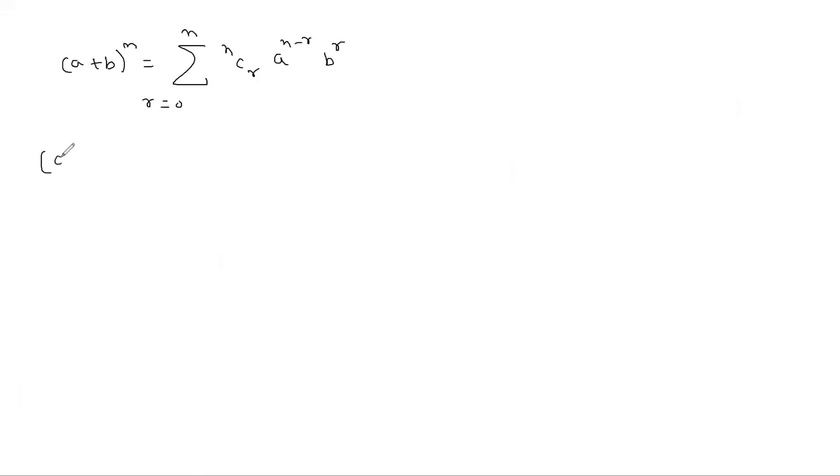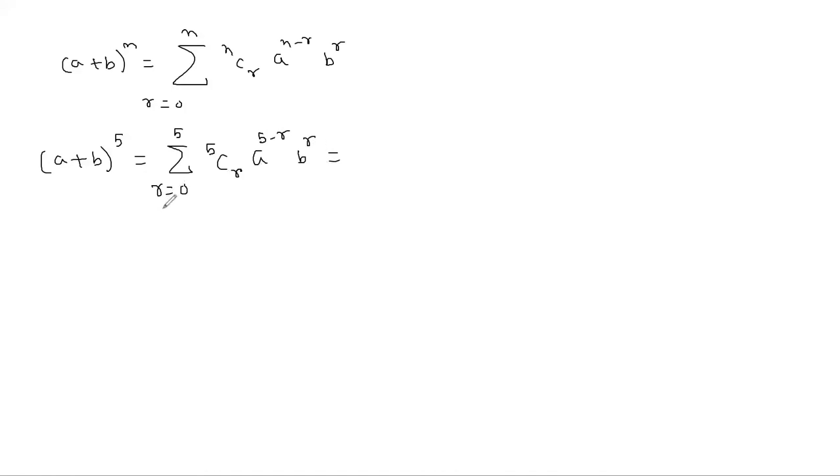So you can see, if I want to write (a + b)^5, then what happens? So r varies from 0 to 5. Then it is 5Cr. What is the value of n here? It is 5. So it is 5Cr a^(5-r) b^r. So this is the abbreviated form.